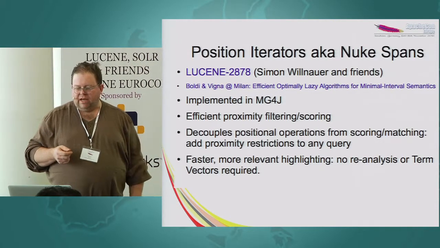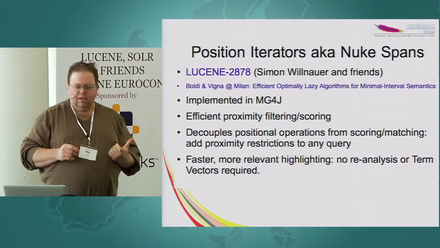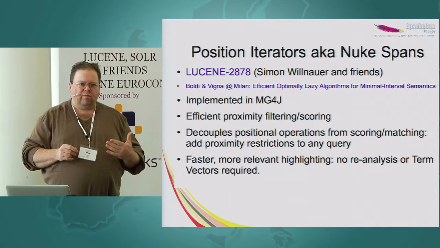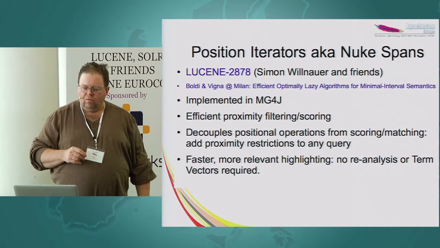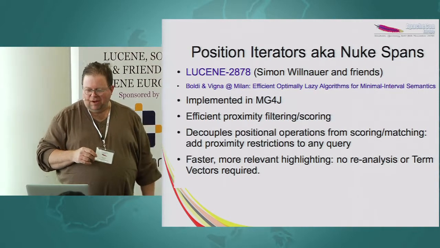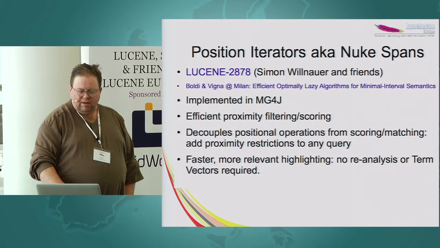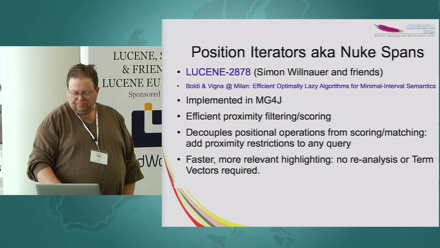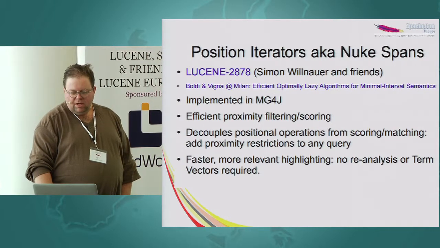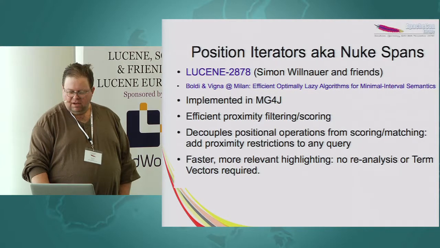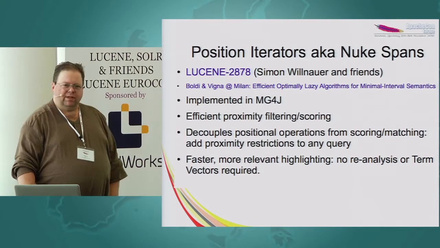Efficient is obvious. Optimally lazy algorithms, when these algorithms run, there are some speedups that can be performed by not checking every single interval when they're run. And I don't know all the details. If you have questions about this, you can ask Simon. I'm sure he can help. These algorithms have been implemented in MG4J for several years. As I said, this is used to implement efficient proximity filtering and scoring. At this point, scoring isn't implemented, but I think Alan Woodward is working on that problem, actually. Filtering is implemented.